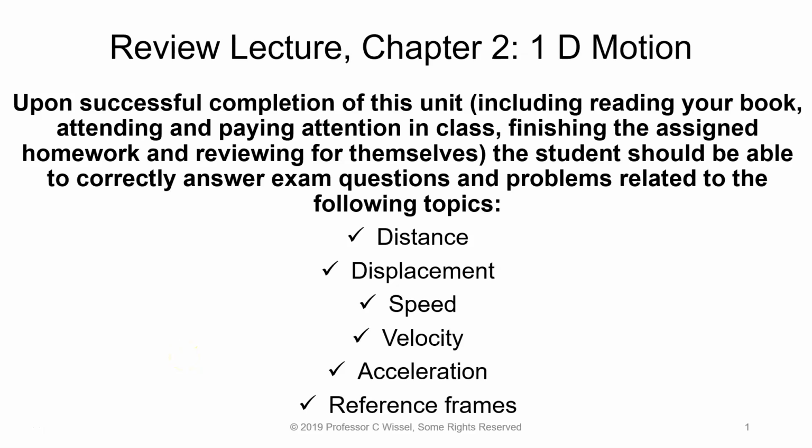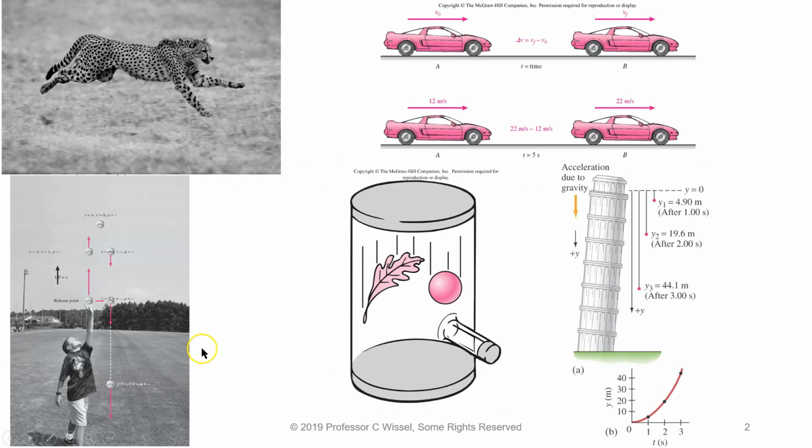Welcome to review lecture for Chapter 2, Physics 111, One-Dimensional Motion. Upon successful completion of this, you should be able to correctly answer questions and problems related to distance, displacement, speed, velocity, acceleration, and reference frames. Okay, we're somewhat familiar with speed and distance and velocity, but you're familiar with it in ways that are what I call civilian ways. Now you're going to be learning it using the formal language of physics.